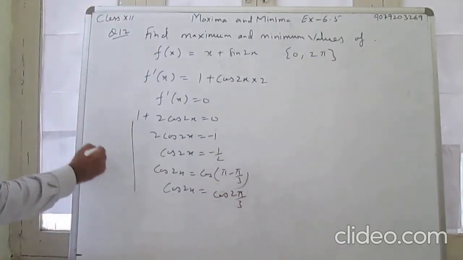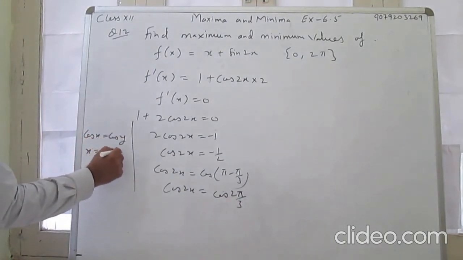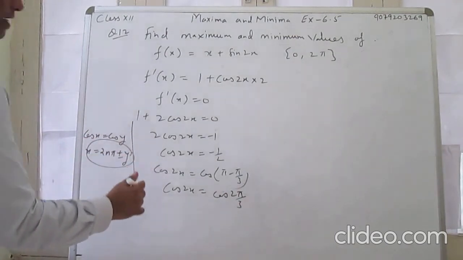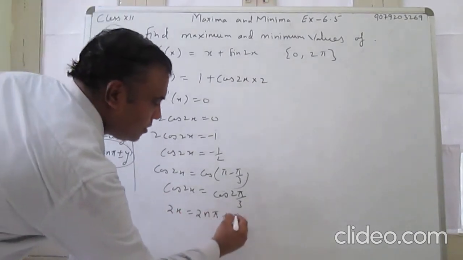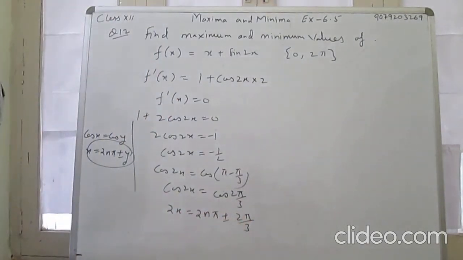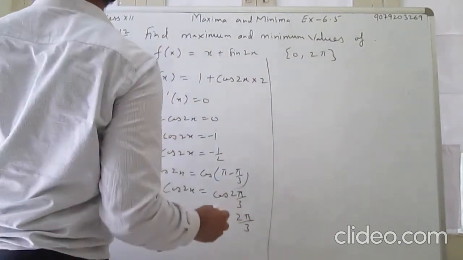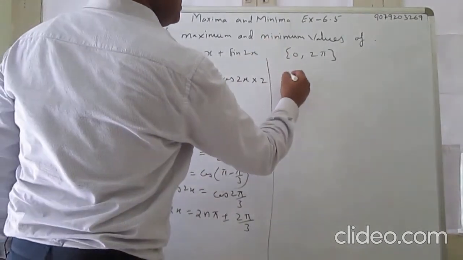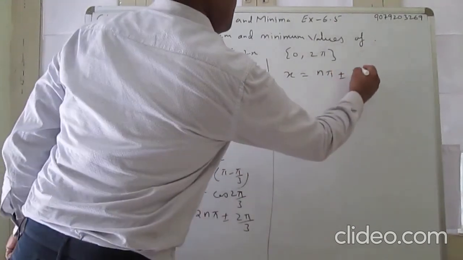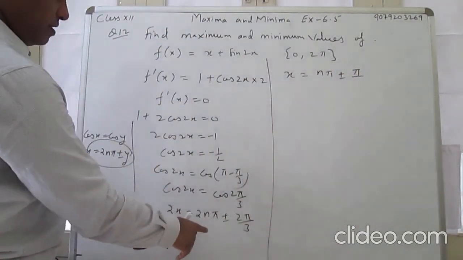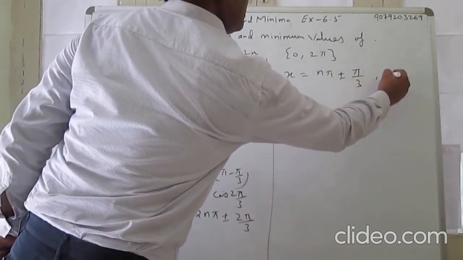You know this formula: cos x = cos y, then x = 2nπ ± y. We use it here. So 2x = 2nπ ± 2π/3. Now what is the value of x? x is obtained by dividing by 2, so x = nπ ± π/3. Here n belongs to I.